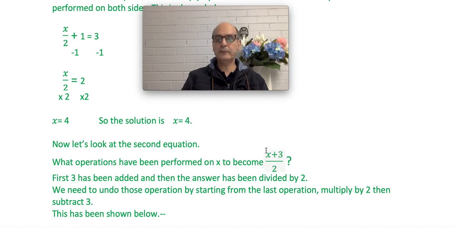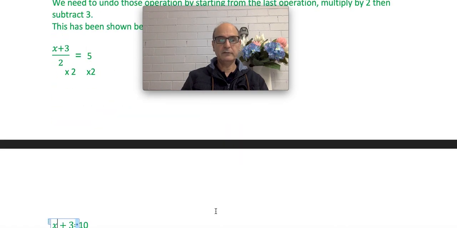What has happened to x here? First, x has been times by 3, then the whole thing has been divided by 2. That's the operation that has been done. 3 has been added to x first, then the whole thing has been divided by 2. So the last operation was dividing by 2. We've got to get rid of that.